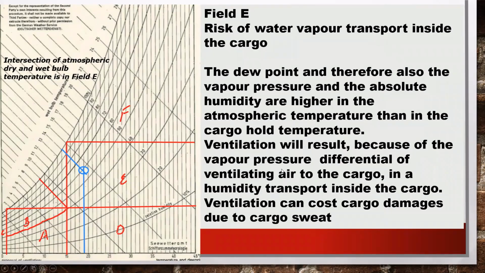Ventilation will result, because of the vapor pressure differential, in ventilating air to the cargo. Here the ventilating air is 19, the cargo temperature is only 15. And I will bring in more humid air. Then I also have a water pressure differential between this ventilating air and the cargo hold air, and this will result in a humidity transport inside the cargo. Ventilation can cause cargo damage due to cargo sweat. So here it is for sure advisable to stop the ventilation and not to ventilate to avoid this effect.